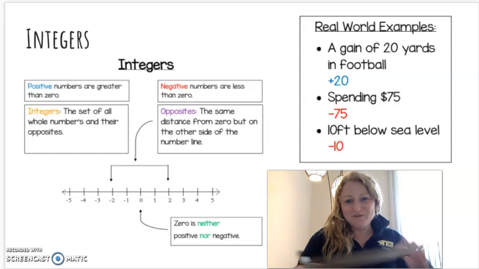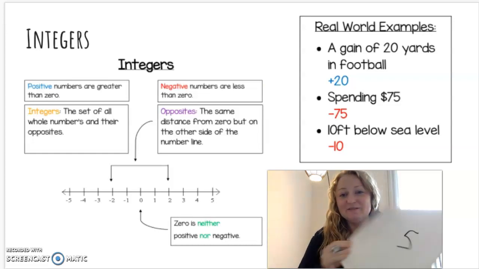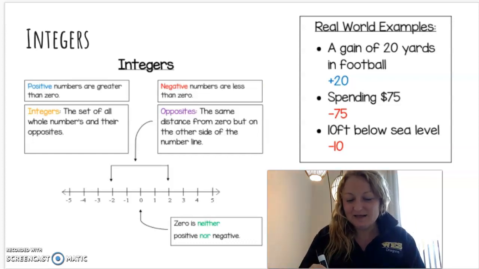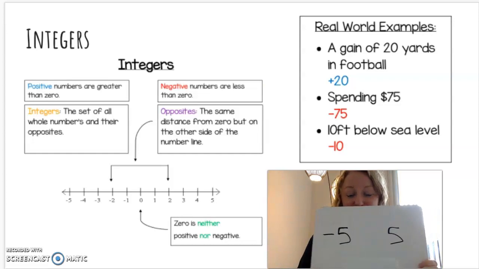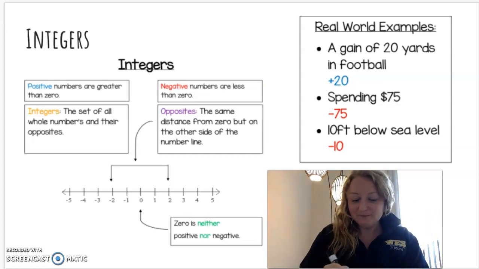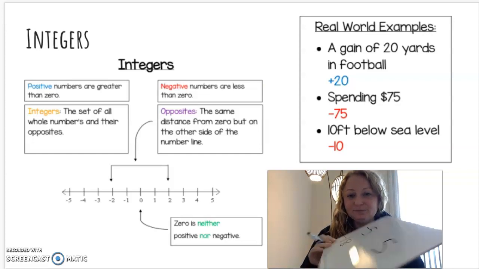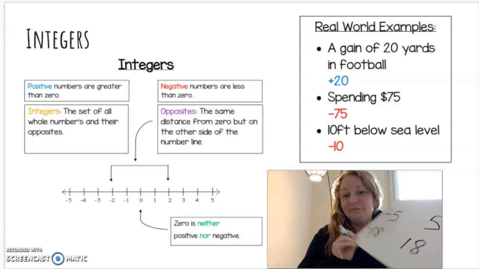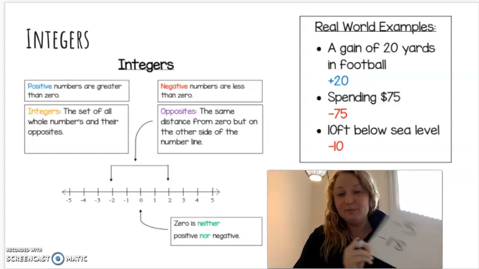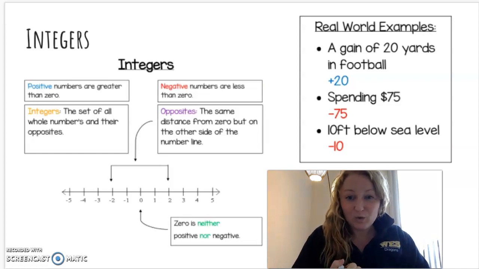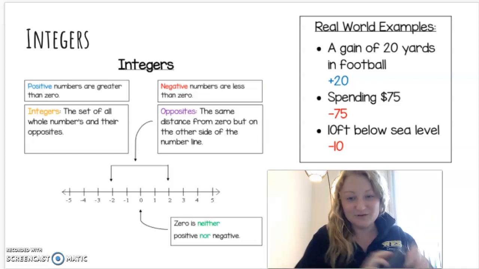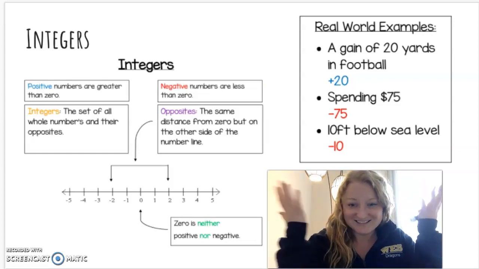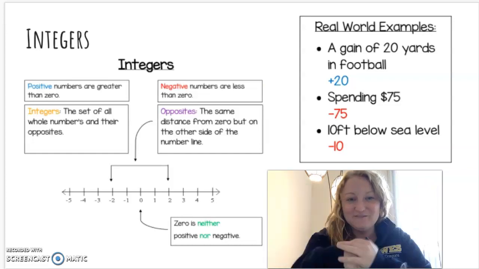For example, if you had the number 5, the opposite of 5 would be negative 5. So you have 5 and its opposite. If you had negative 18, its opposite on the number line would be a positive 18. So you often hear people refer to integers as whole numbers, positive whole numbers, and their opposites, which are negative numbers. So every integer has an opposite.